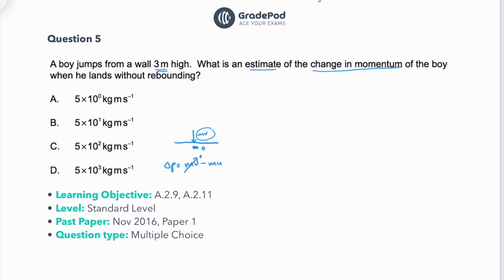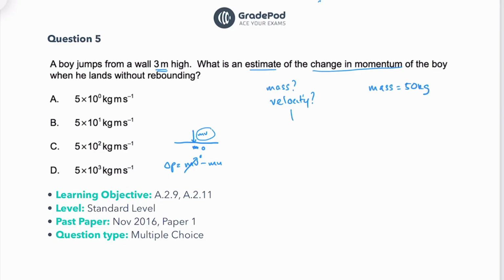To do that, we need his mass and we need his velocity. Now this is where it's going to feel very uncomfortable for a lot of students, because you're having to make lots of estimates. Now, I am a fully grown woman. I'm around about 65 kilograms. So I'm going to say a boy, let's just say his mass is around about 50 kilograms. It's an estimate, doesn't matter.